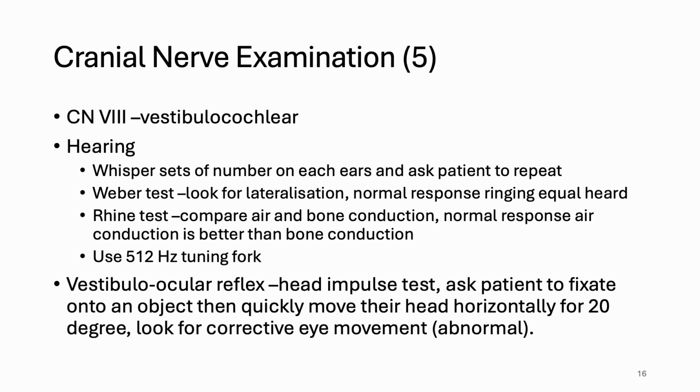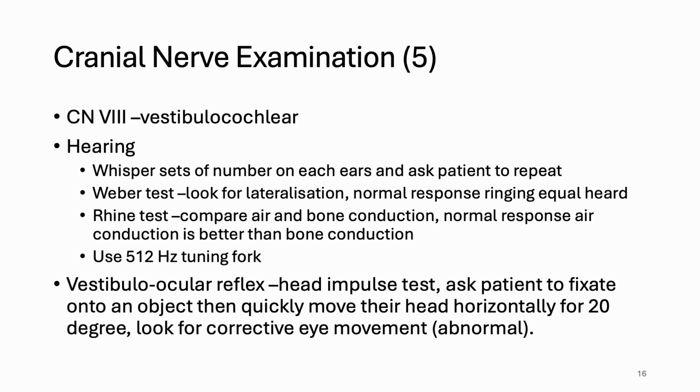In Weber test, normally the patient will hear the ringing equally in both ears. An abnormal response is the lateralization of the ringing to one ear. In Rinne test, we are comparing air and bone conduction. In the normal response, air conduction should be better than bone conduction, which means the patient hears the ringing louder when the tuning fork is placed in front of the ear than when the tuning fork is placed on the mastoid process.